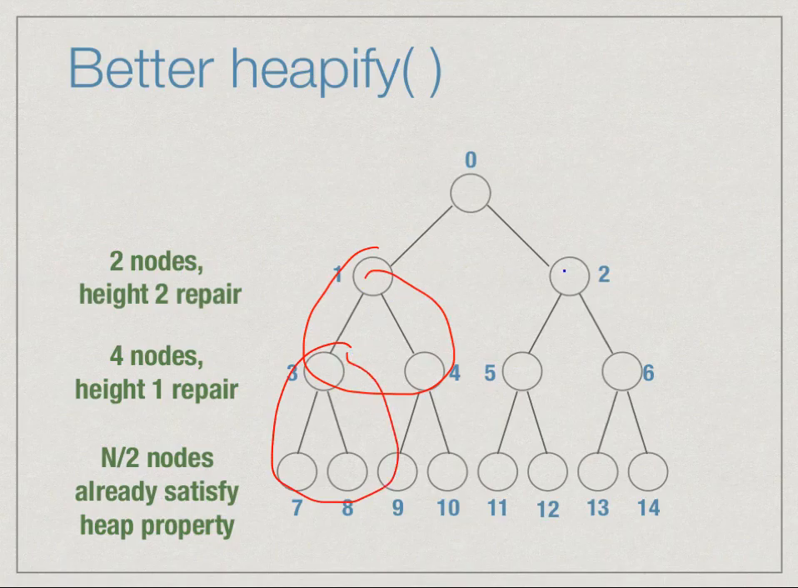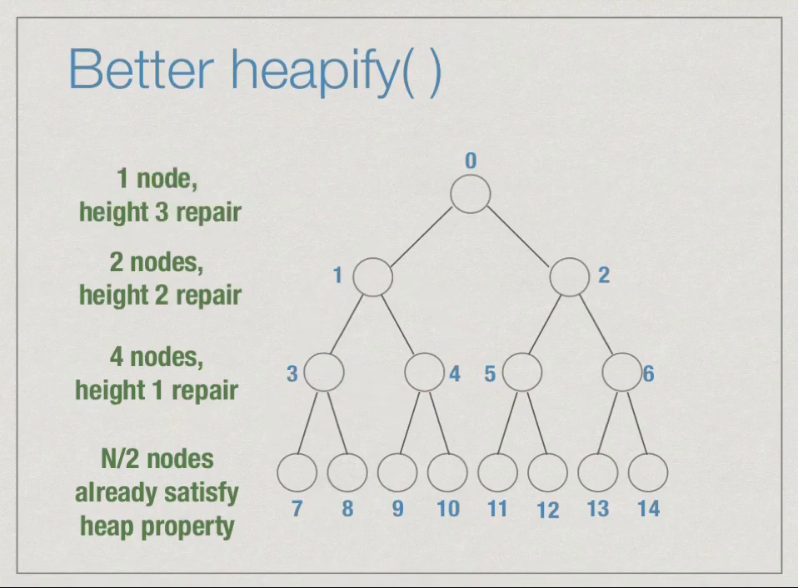So the number of nodes for which this is required is shrinking, is halving actually, and the number of steps for which you have to do it is increasing by 1. We will not do a careful calculation here, but it turns out that as a result of this particular way of doing a heapify, by starting from the bottom of the heap and working upwards rather than inserting one at a time into an empty heap, it actually takes us only linear time, order n.